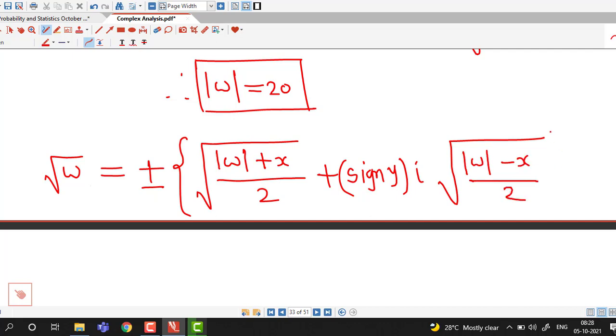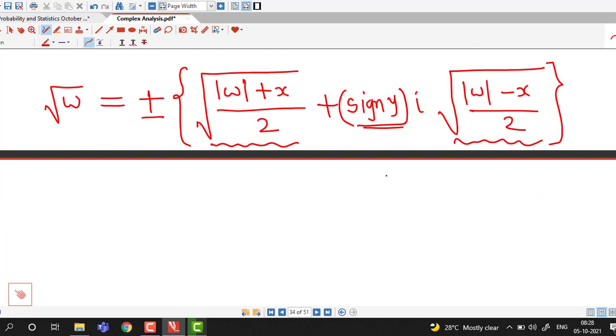So this is easy to remember. Here we have square root of (|w| + x) by 2, and here we have (|w| - x) by 2. And sgn y is 1 if y is non-negative, and sgn y is minus 1 if y is negative. Now we have all these values, so we substitute all these values.